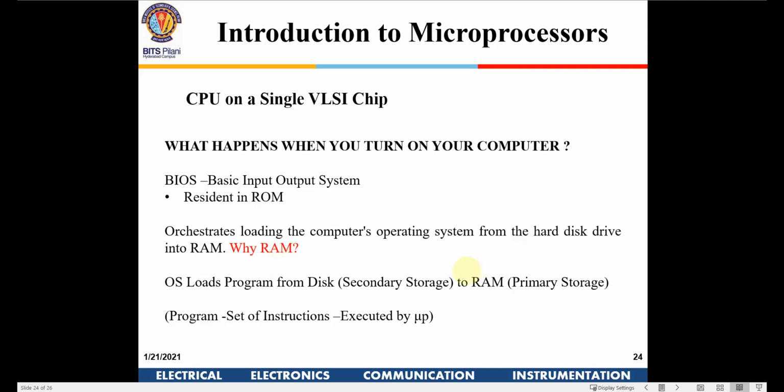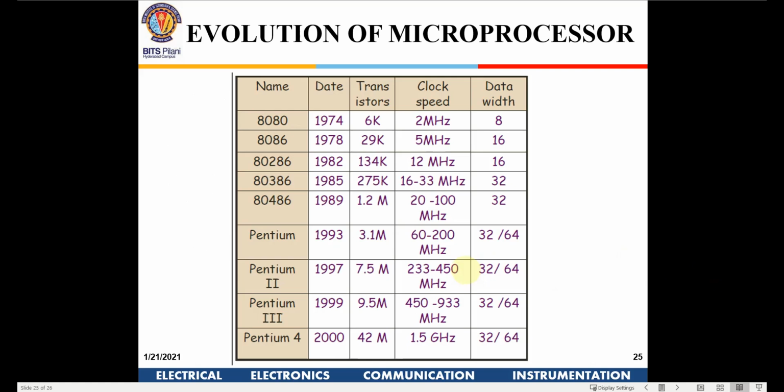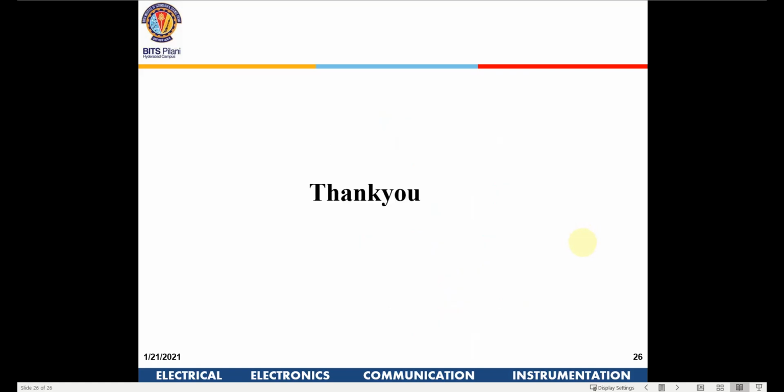I think with this we have finished today's class, and this slide I will share. It just gives you the evolution of the microprocessors, the dates, transistors and the clock speed, till Pentium 4 it's written, at 1.5 gigahertz. Okay, so with this, in the next class I am going to introduce the 8086. In the first class we are going to learn about the basic block diagram, and then from there onwards we'll get into the nitty-gritties of the 8086. Okay, thanks a lot.